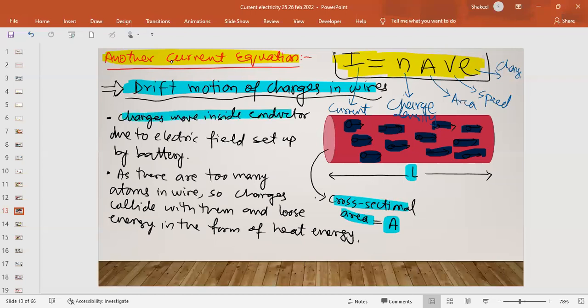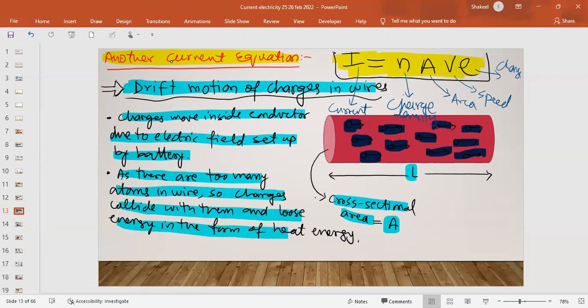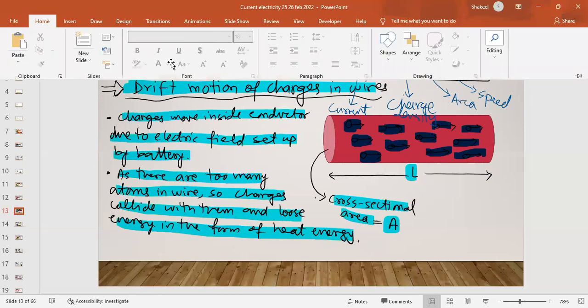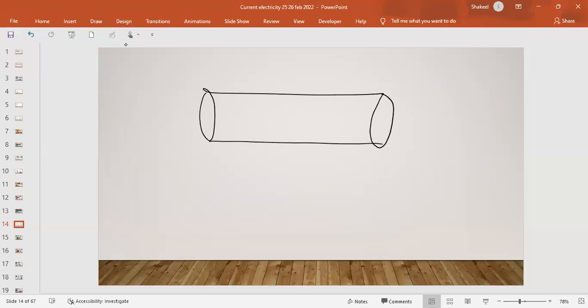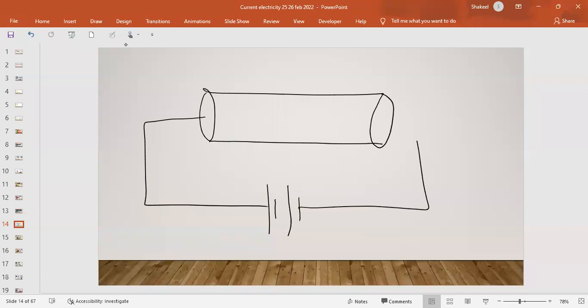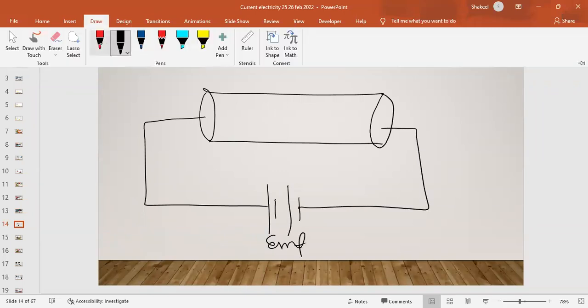So charges move inside the conductor due to the electric field set up by the battery. As there are too many atoms in the wire, charges collide with them and lose energy in the form of heat, right? So let me just give you an overview of this. Let's say this is the conductor, and you have connected it to a battery which has EMF E.